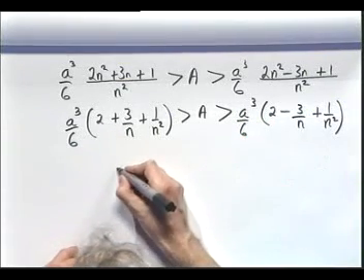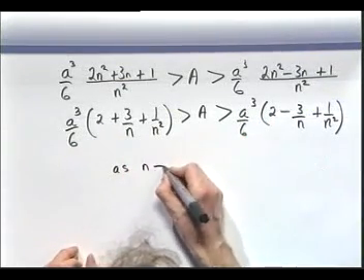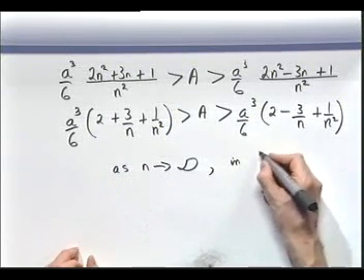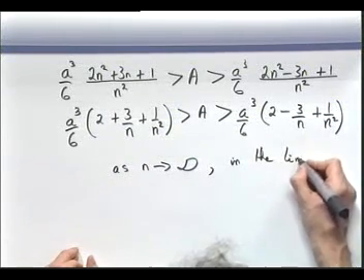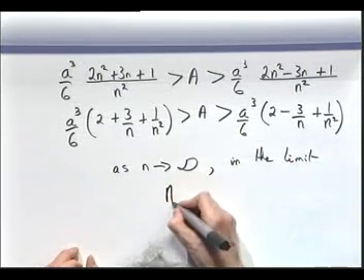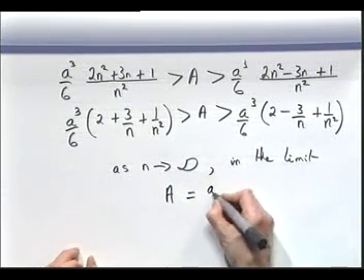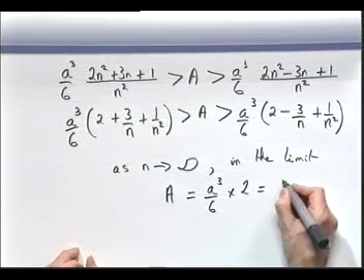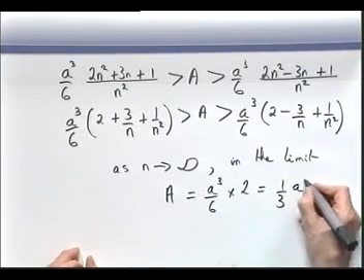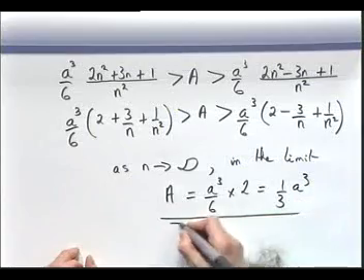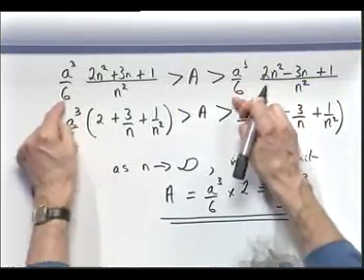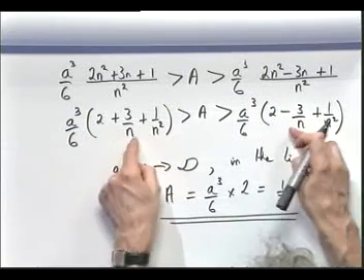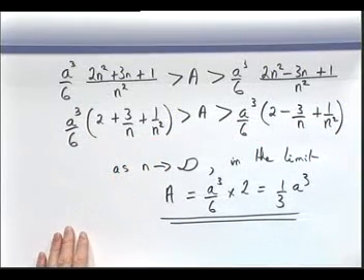So therefore, as n tends to infinity, in the limit, A is equal to a cubed over 6 times by 2, which is 1/3 of a cubed. It's trapped between these two bits that are the same here, because these bits disappear to 0.